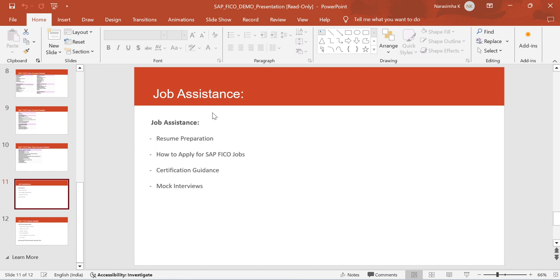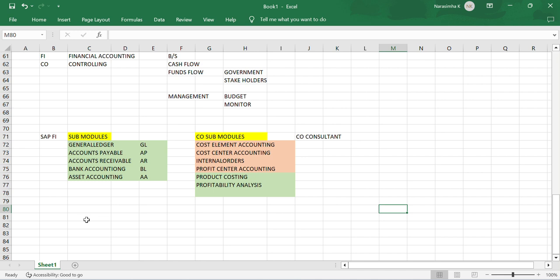Coming to job assistance. For example, you have completed the FICO course. After that you don't know what to do. So what you have to do once you complete the course? As I said, here I am going to teach the SAP core course. This means simply we will open the SAP and configure company codes, like GL, AP, AR, asset accounting, bank accounting.